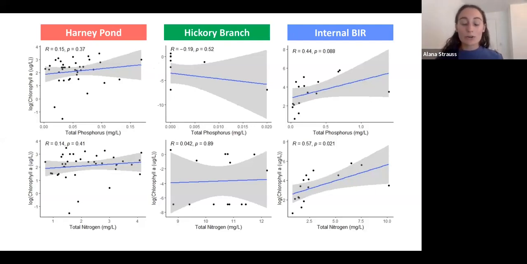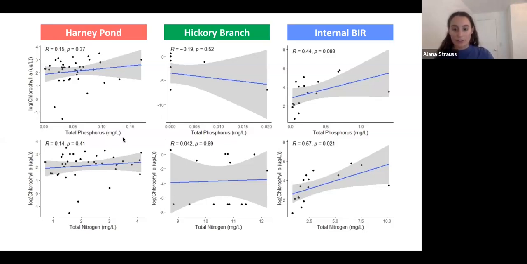So total nitrogen in Hickory Branch is way higher and showing a completely different version of the graph that you would see in the Harney Pond sites. And same with the internal Buck Island Ranch ditches, that axis is showing a whole different grouping ranging from about 0 to 11. So this graph is significant.